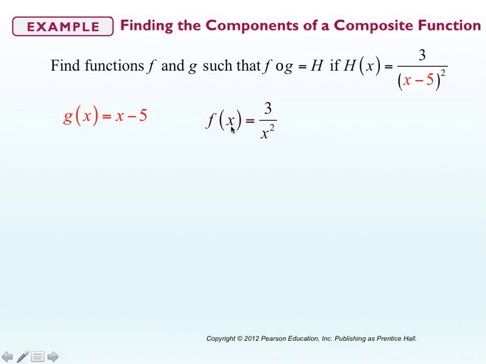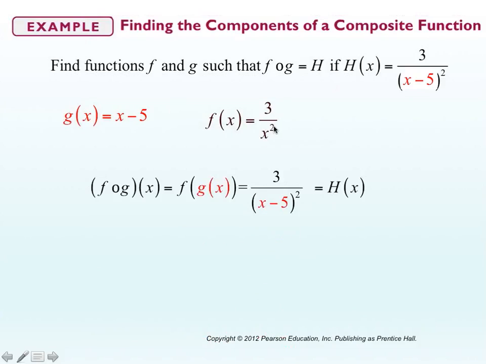So in order to actually write that out, you write 3 over x squared. And if you think about this, let's look at it in the other sense. Let's say you were given a g of x and an f of x like this, and you wanted to find f composed with g of x.